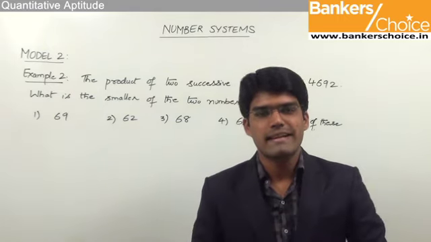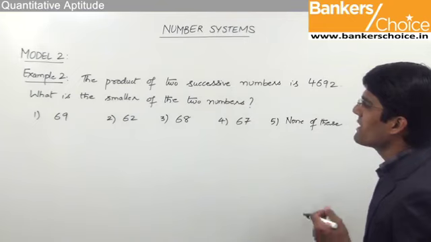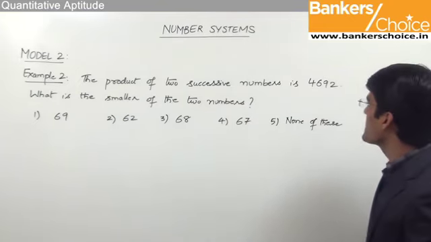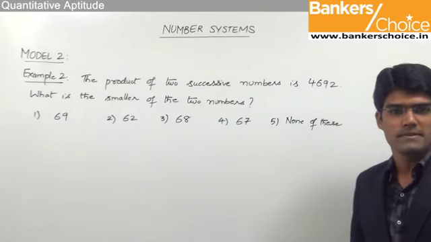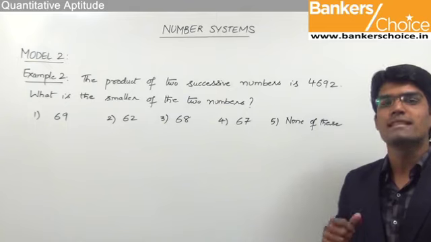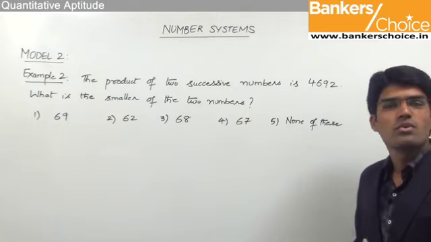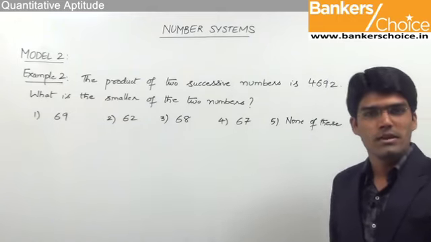Let us now take the second example based on consecutive numbers. The question here is, the product of 2 successive numbers is 4692. What is the smaller of the 2 numbers? As given here, the product of 2 successive numbers, that means 2 consecutive numbers, is equal to 4692. We need to find out what is the smaller of the 2 numbers.